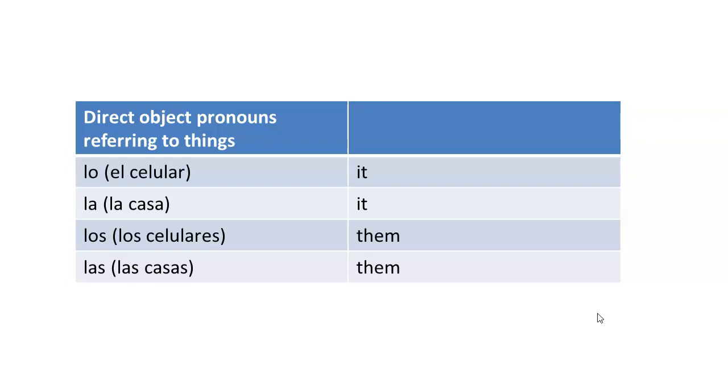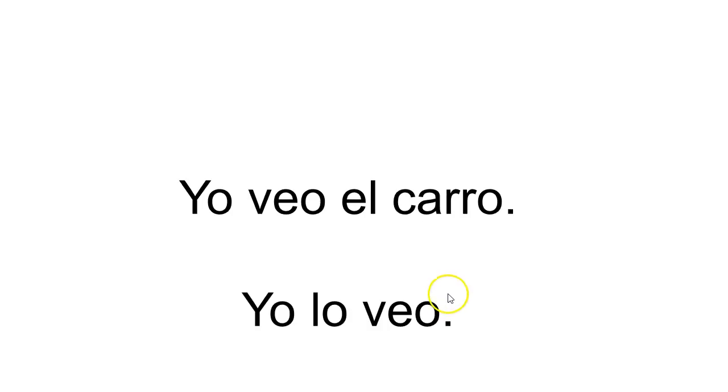Now let's do a little bit of practice referring to things. Remember lo, la, los, and las. So lo and la meaning it, referring to a thing. Los and las meaning them, referring to things, plural. Yo veo el carro. How can I simplify this? What can I substitute for el carro? ¿Cómo se dice, I see it? Yo lo veo. Lo aquí representa la palabra el carro.